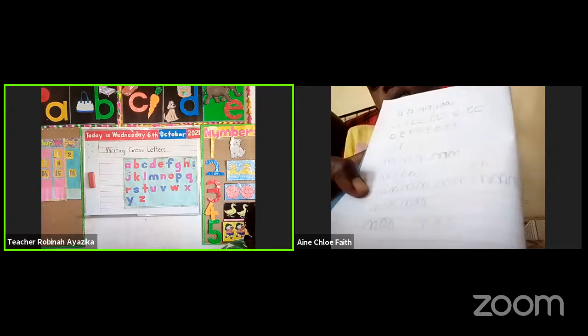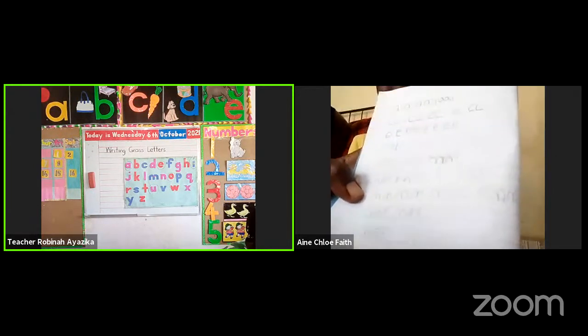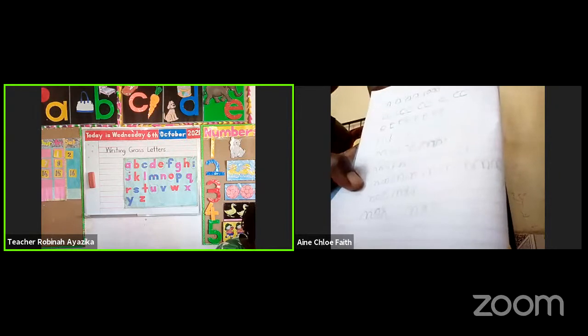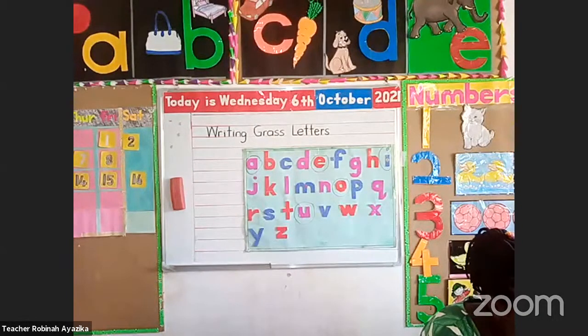Let the book stand straight. Okay. Continue practicing. Good job. But continue practicing. The brass letters don't touch the line up. Good job. But continue practicing, my dear.